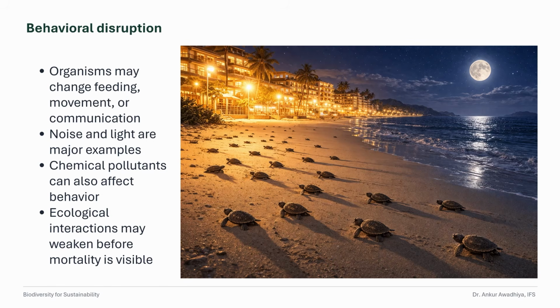The ecological result is that systems can begin to function poorly and biodiversity can decline well before any dramatic mortality event. And this is why behavioral indicators are increasingly used in ecological monitoring. A change in animal behavior can be an early warning of pollution stress before populations show any measurable decline.